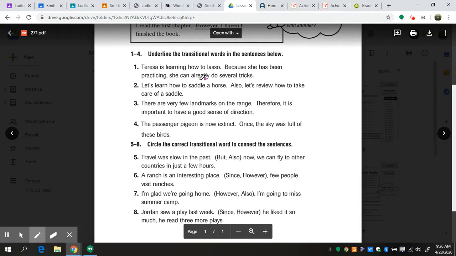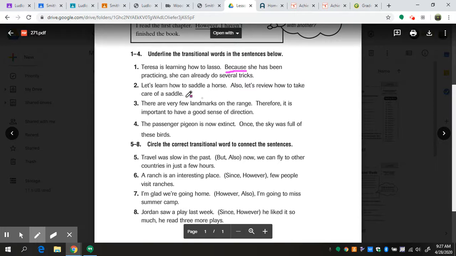Number 1, Teresa is learning how to lasso. Because she has been practicing, she can already do several tricks. Because is my transitional word for number 1. It indicates that there is some sort of connection between the first part of my sentence or the first sentence with the second sentence.